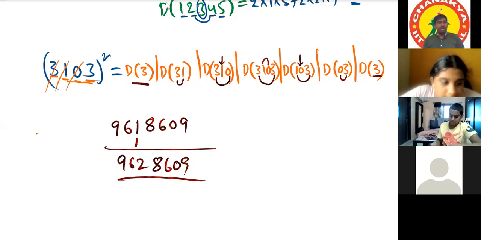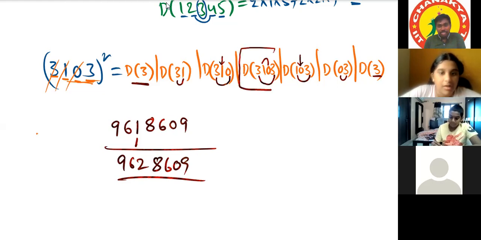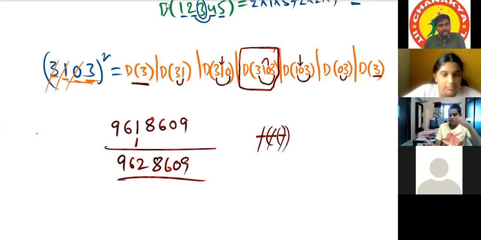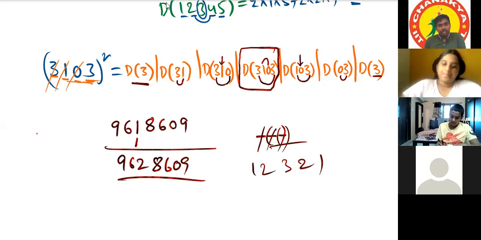Sir, can you show it for a 3-digit number? Why is a 3-digit number required? Even after explaining the 4-digit number, you are asking for a 3-digit number. There will be no such extra step. First you take the first digit, then the first 2 digits, then 3 digits. After taking 3 digits, ignore the first digit and take the second 2. Ignore the second and take the last. That's all. 1, 2, 3, then 2, 1.